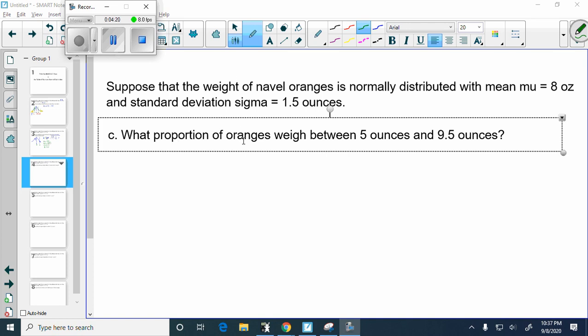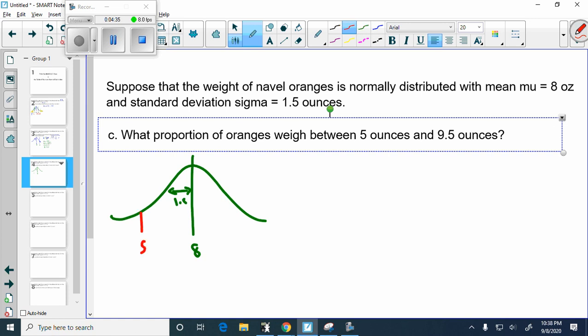Part C says we want to find the proportion of oranges between 5 and 9.5 ounces. So this is 8, this is 1.5. We've gone down here from 5 up to 9.5. And this is cleverly done, of course, so that I've got 2 standard deviations over here and only 1 standard deviation in the upper direction. But we're showing the steps. So I'm looking for the probability that x is between 5 and 9.5.